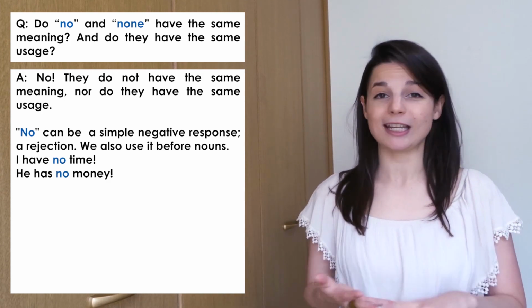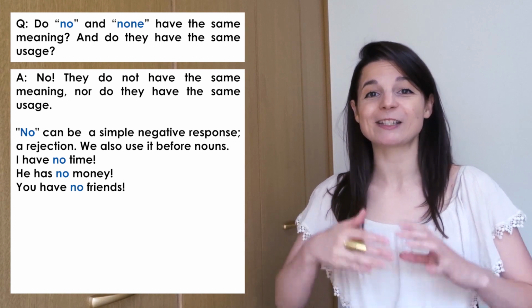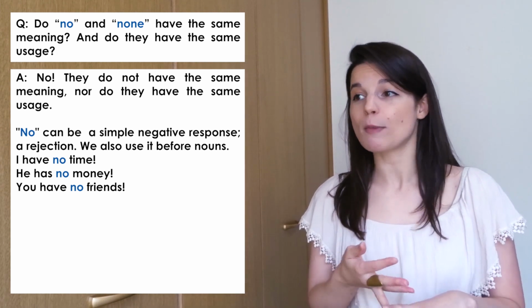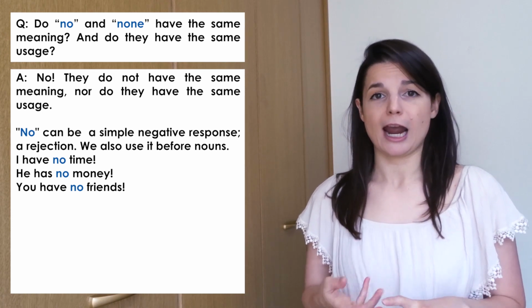I have no time, he has no money, you have no friends. This means no, zero of that thing. I have no time, I have no money, I have no friends, for example. I have a sad life.